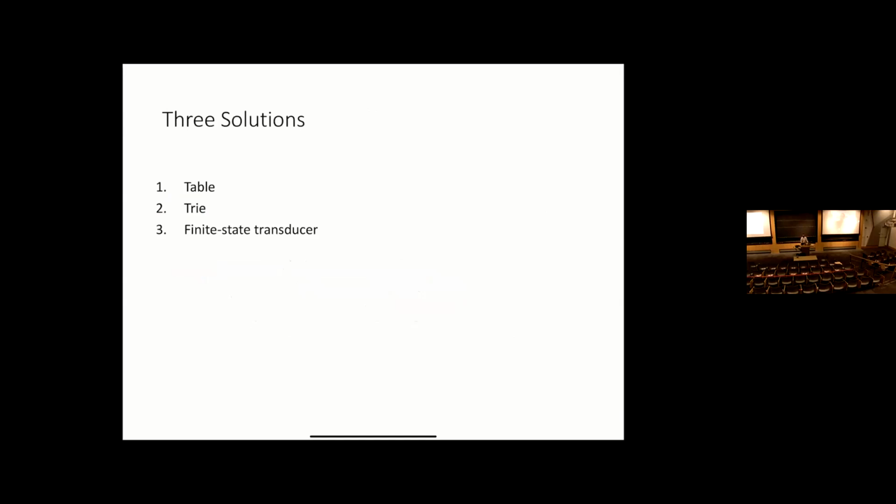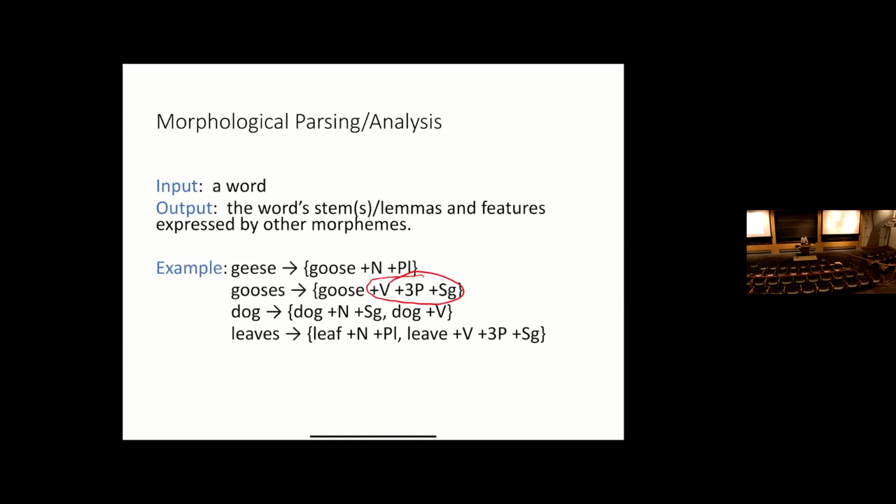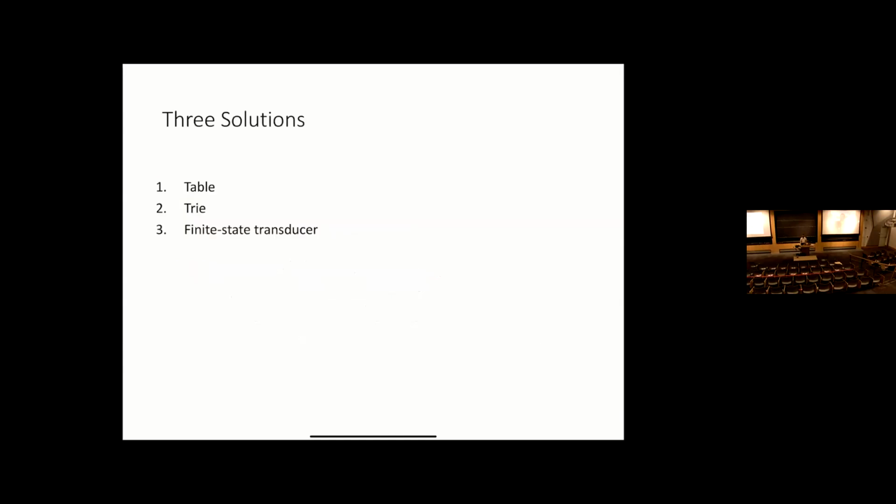So let's say we want to map from geese to goose, gooses to goose as a verb, dog to dog as a noun or a verb, leaves to leaf as a noun or leave, the singular verb. How could we do this? How could we establish this mapping? Well, we have at least three different options.